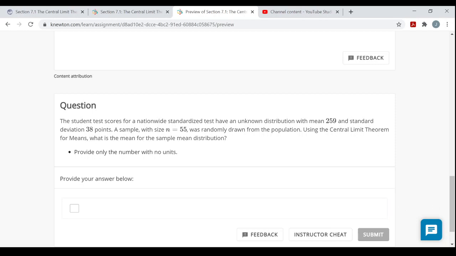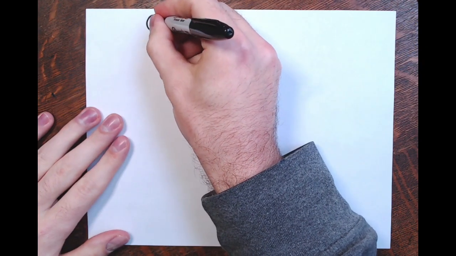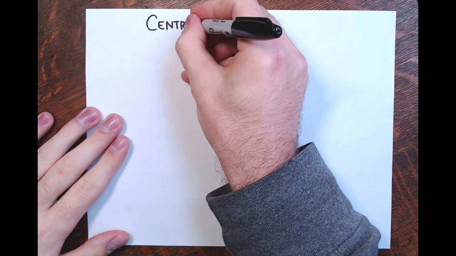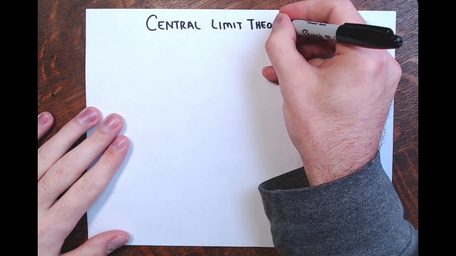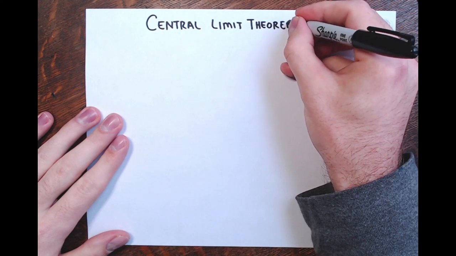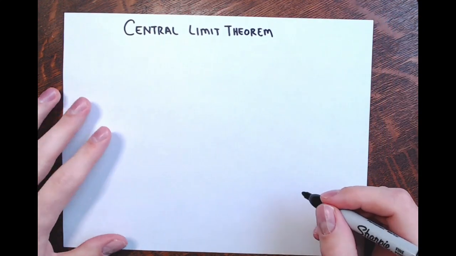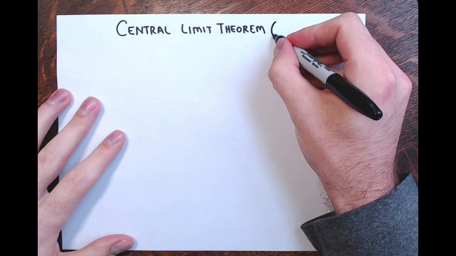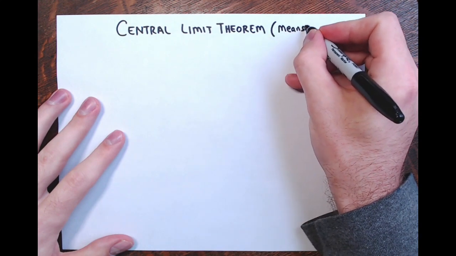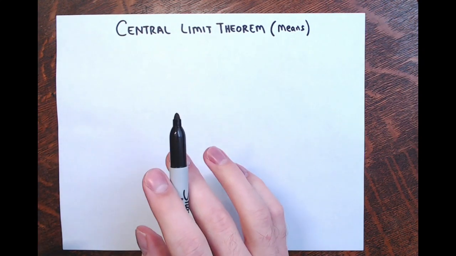So I'm going to draw some pictures here, hopefully explaining the central limit theorem in a way that makes sense to you. Again, this one's for means, where we look at the means of samples. And like I said, there's another one later where we'll take a look at proportions or percentages. You'll see that in a few sections later this week. Here's a little diagram of what's going on.